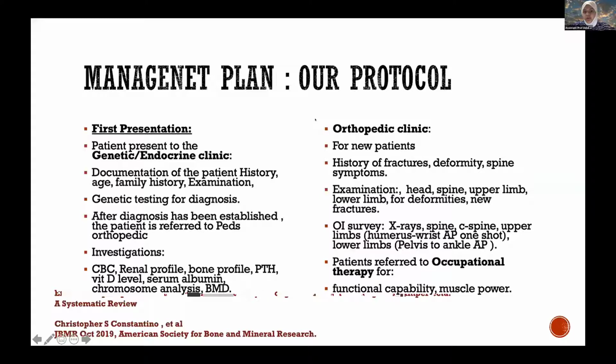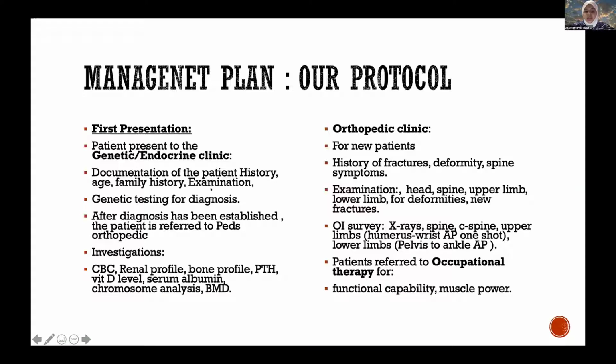Now, our protocol: when the patient first presents, they present to the genetic or endocrine clinic, where they get documentation of their history and physical. They get genetic testing to be diagnosed as osteogenesis imperfecta. And once that is established, they start them on the pamidronate doses with their typical blood works.